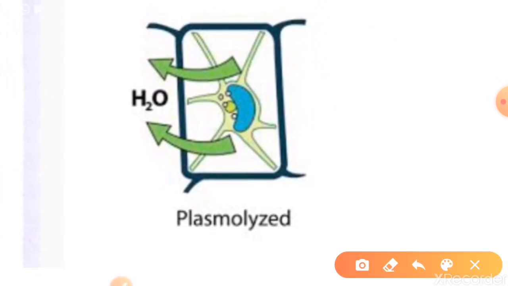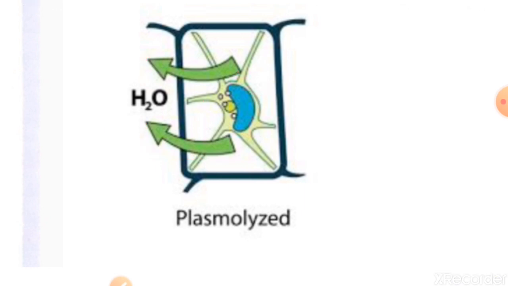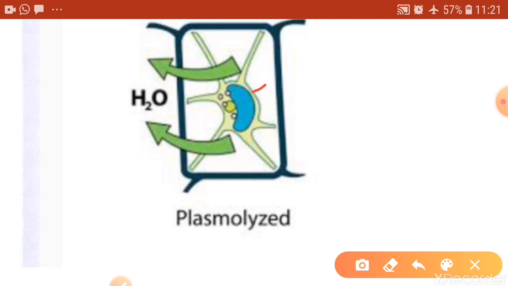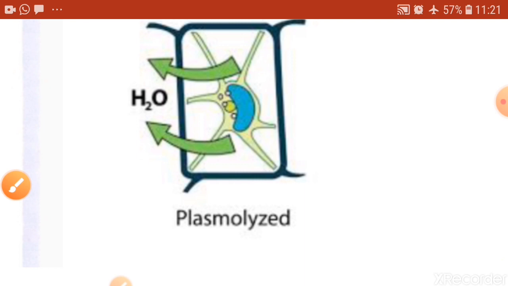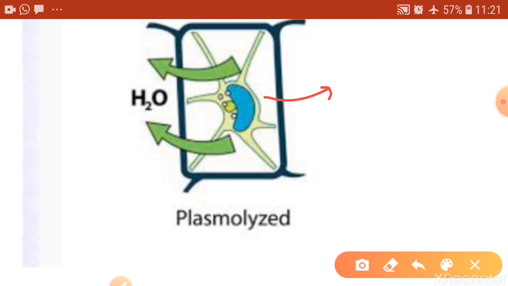Look here, in this condition, when water has been lost to the outer medium, which has a low water concentration, the protoplasm shrinks and moves away from the cell wall. The cell wall is not going to shrink much, and so in this condition, when the protoplasm has shrunk due to excessive exosmosis, the cell is said to be plasmolyzed.